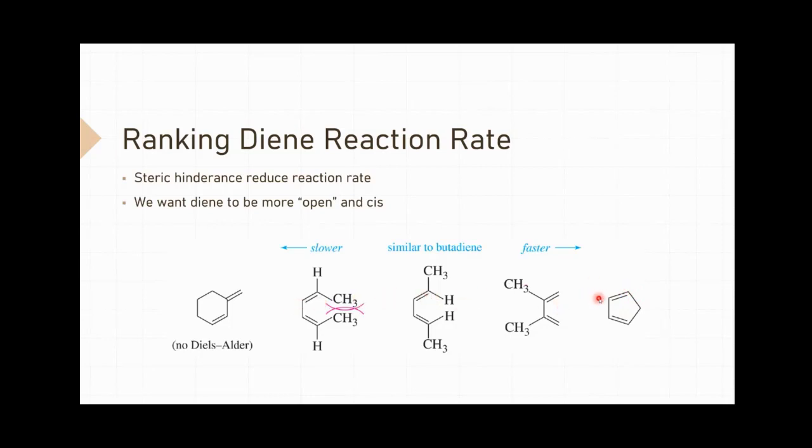However, if it's not stuck in cis or trans, you then look at your substituents. If your substituents are cis like this, it creates a steric hindrance here, and so this will be less stable compared to this molecule over here, where the ends of the alkenes are open.